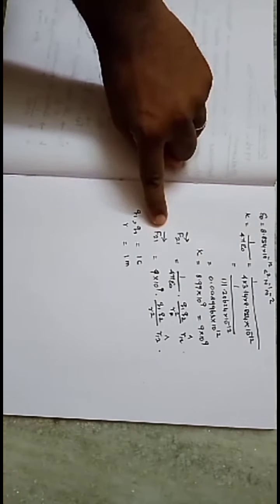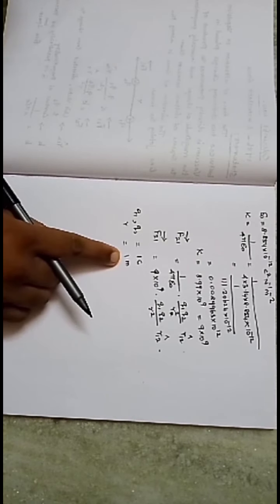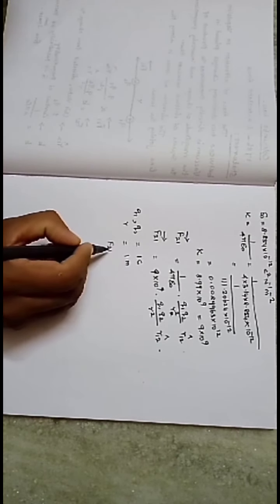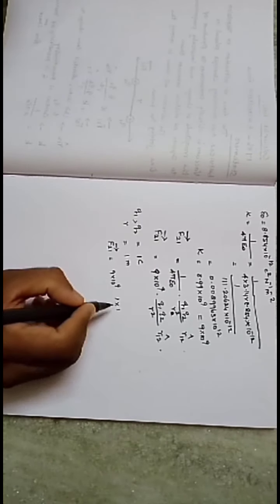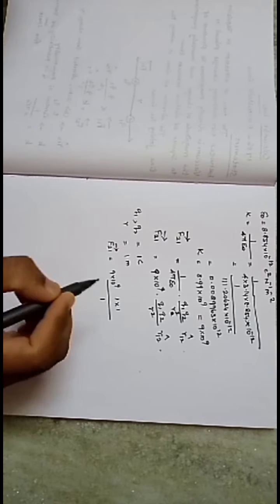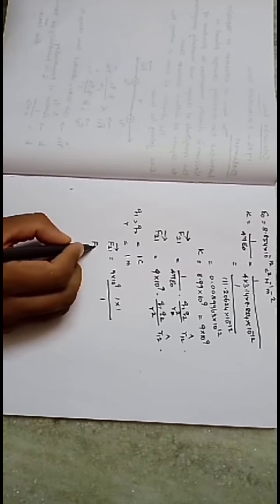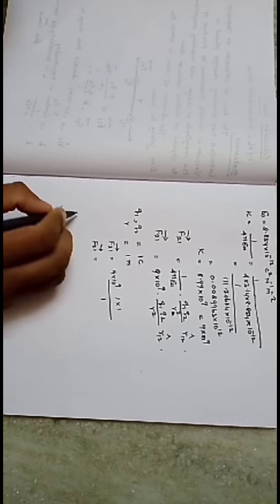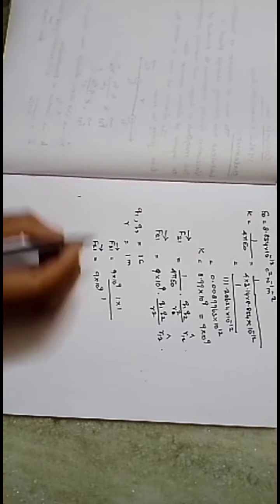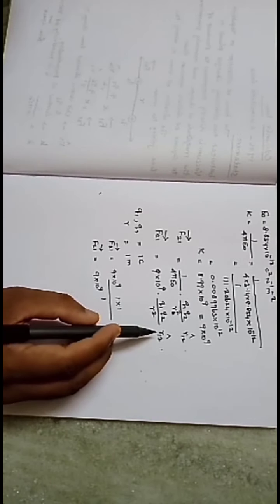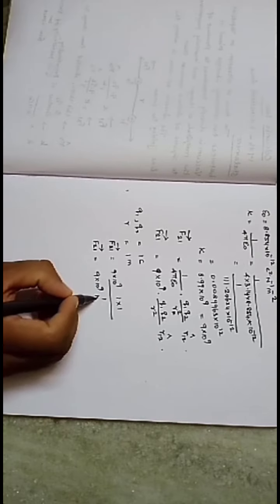To determine the magnitude of the force, we consider the two charges with the same magnitude, equal to 1 coulomb, separated by a distance of 1 meter. Then we can calculate the magnitude of the force: F21 vector is equal to 9 into 10 power 9, times 1 coulomb divided by 1 meter square. So we get F21 is equal to 9 into 10 power 9 Newton.